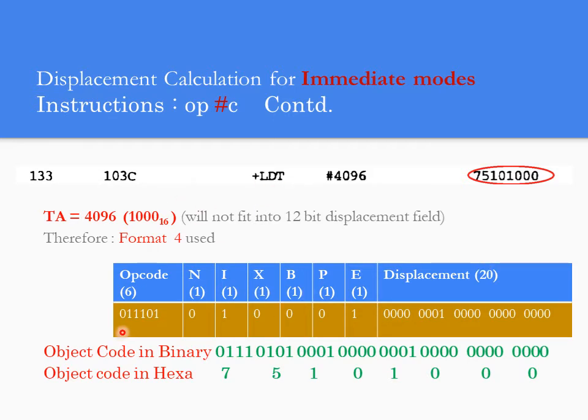So for LDT, the opcode value has been filled. Then for all these bit values, n is not 0, it is immediate, hence 1. All these fields are 0. Since extended format is used, this field is also 1. And the value is 1000 in hexadecimal, so 0, 1, 0, 0, 0. That's how you fill the displacement field. Now if you convert this binary value to hexa, you will get 7510100. This is the object code getting generated.